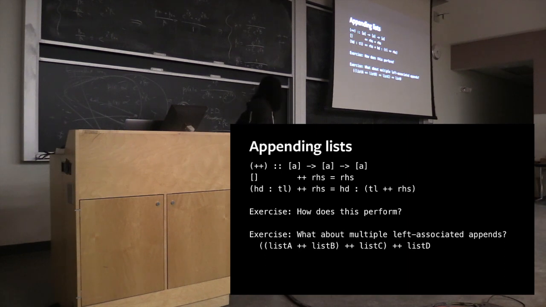So this is important, because if we have a bunch of lists that we want to concatenate together, we can do them in a few different orders, right? We can start concatenating from the right side, or we can do it from the left side. So if we have a bunch of appends that we want to perform, and we start grouping them from the left, how does that perform?